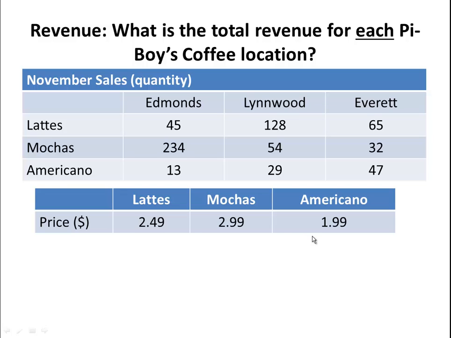And so my question is, for each location, for Edmonds, Lynnwood, and Everett, can you tell me what the total revenue is for each of those locations? So go ahead, take a moment, and just do that calculation by hand or with your calculator and see what you get.